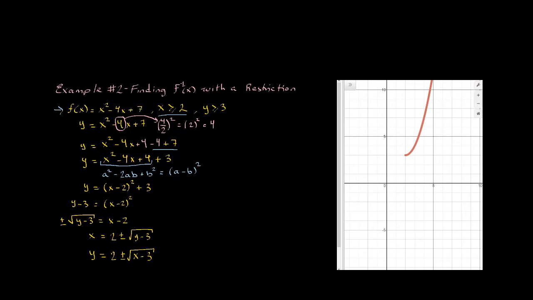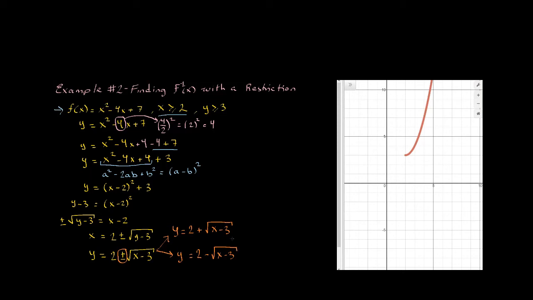And here comes the funny part, because we cannot have this plus minus. We can have either the positive one or the negative one, but we cannot have both. So here I'm going to write the two possibilities in orange. It could be y is 2 plus the square root of x minus 3, or y is equal to 2 minus the square root of x minus 3.